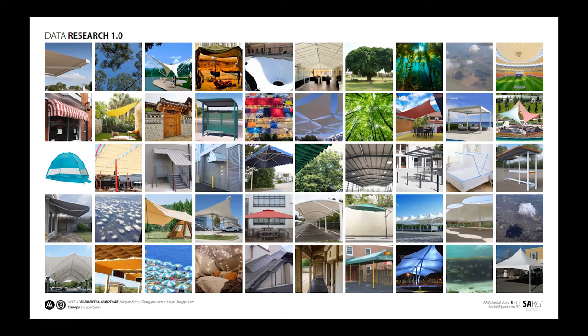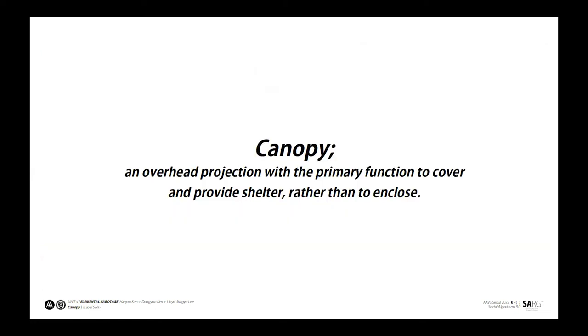From this exercise, I started to realize that I defined a canopy as something definitely distinct from a roof, in that it's pretty much independent from a building superstructure, and it often has a temporality to its usage. Underpinning all of these examples is that they have the function of providing shelter, most importantly. So I therefore define canopy as an overhead projection with the primary function to cover and provide shelter rather than to enclose.